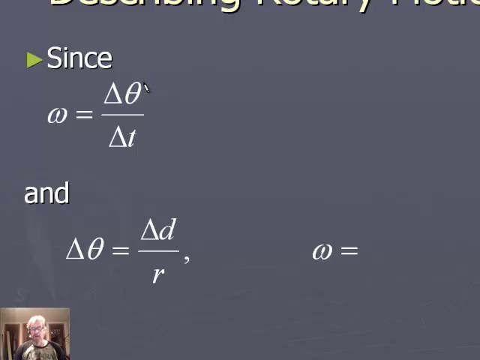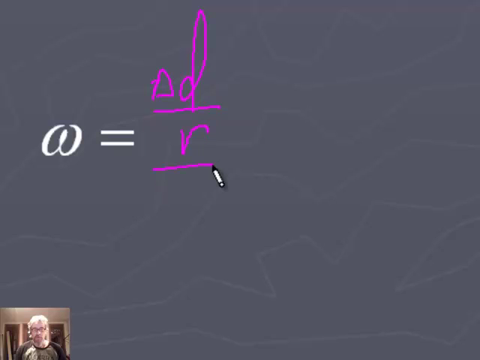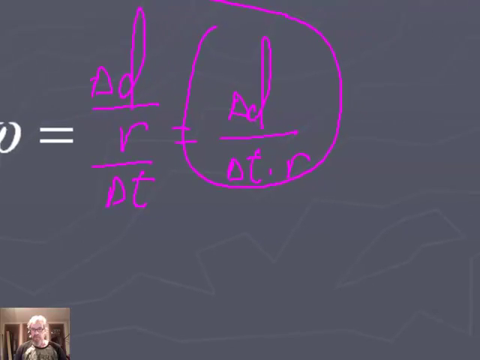There's another relationship that's often quite useful, and we can develop it by taking a look here at the definition of omega, its change in angle with respect to time, and the definition when we're using radians of what theta is. It's delta D over R. So if we substitute delta D over R for theta in this relationship, we find out that we've got delta D over R over delta T. But that just simplifies really to delta D over delta T times R. Well, we know that delta D over delta T is velocity. So therefore, we can rewrite this thing and we can say that omega is equal to V over R.